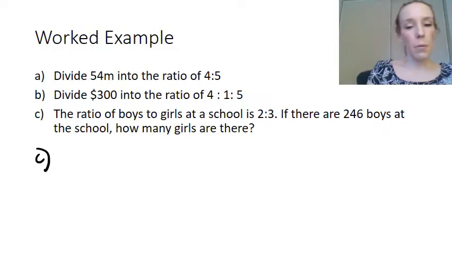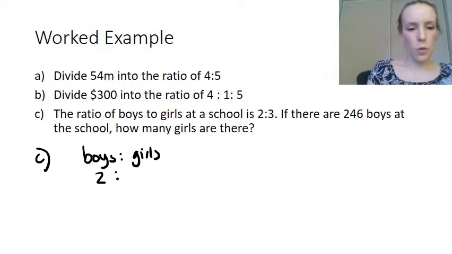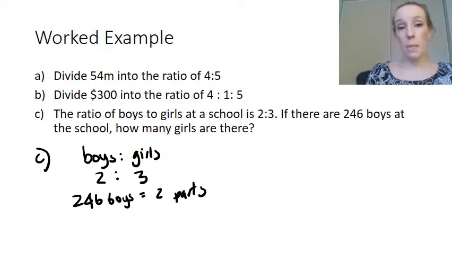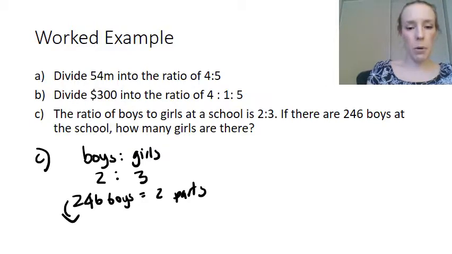Okay, so we've got 2:3, and we know the ratio is boys to girls. So we've got boys to girls is 2:3. So we know there's 246. So 246 boys equals 2 parts. So we want to find how many parts is 1, so we can multiply it up.